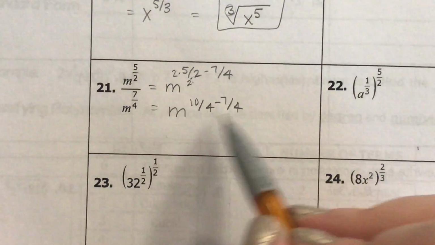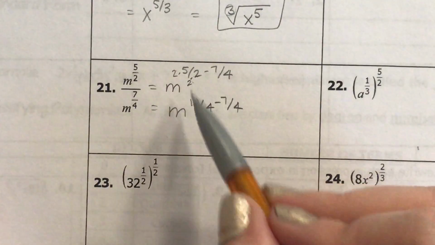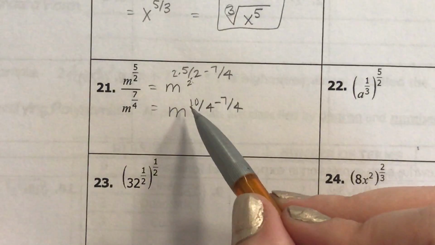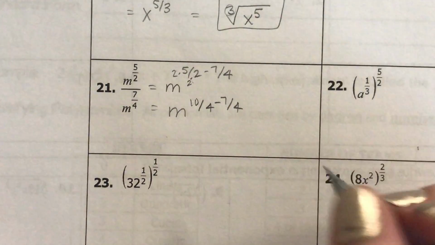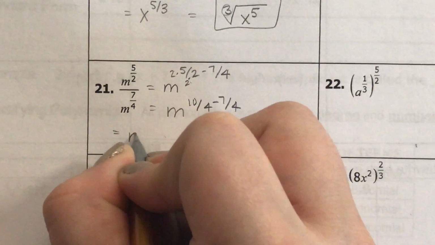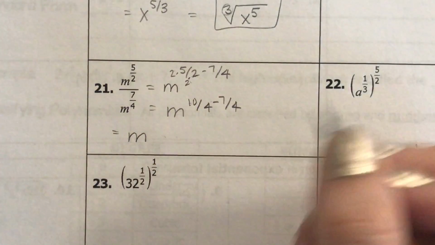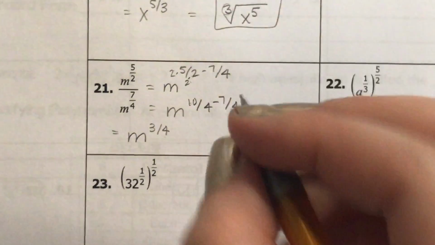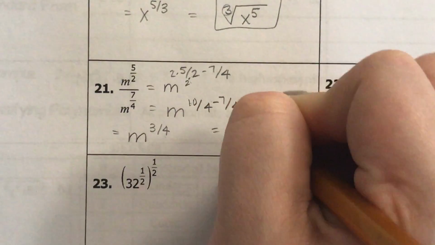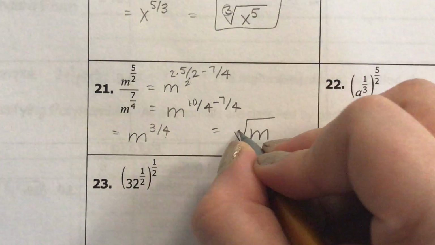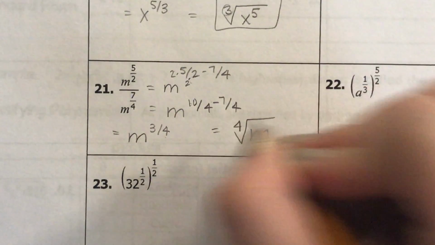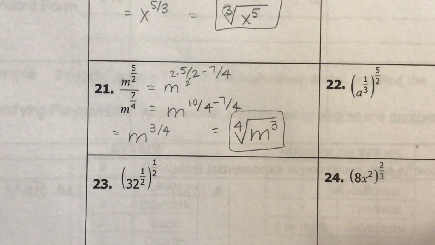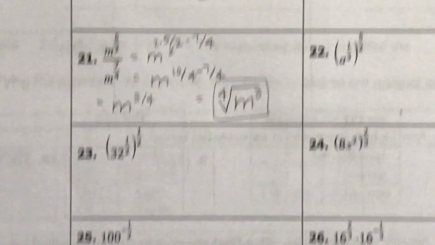Okay, if this is confusing, we need to go back to 5th grade because this is 5th grade math, okay? Combining fractions. This is not high school math stuff. This is stuff you should already know how to do. Okay, so 10 over 4 minus 7 over 4 gives me 3 over 4. All right, we need to rewrite it as a radical. So which number goes in the index? 4. And then 3 goes on the inside. And that's it. Okay? Let's do the next one.